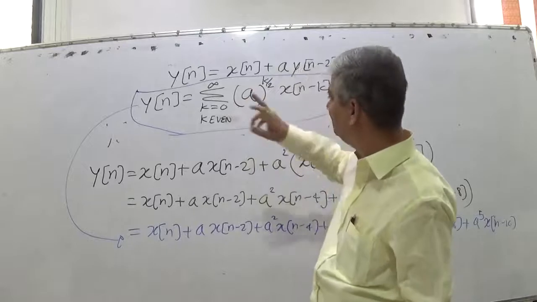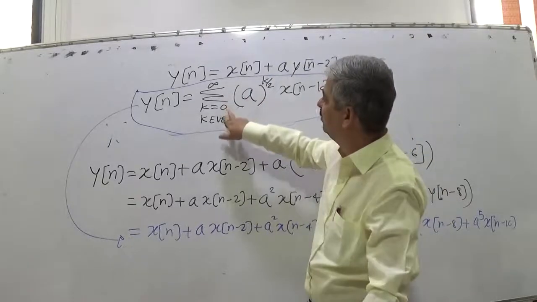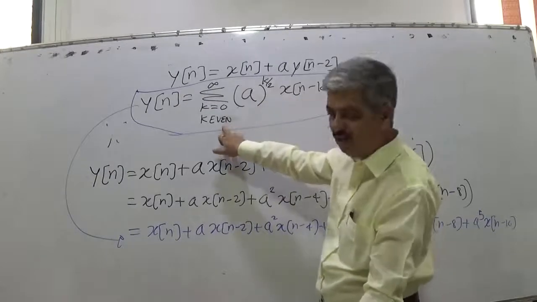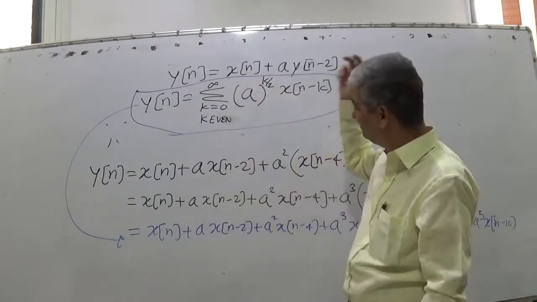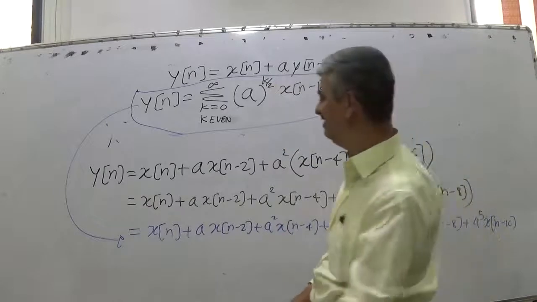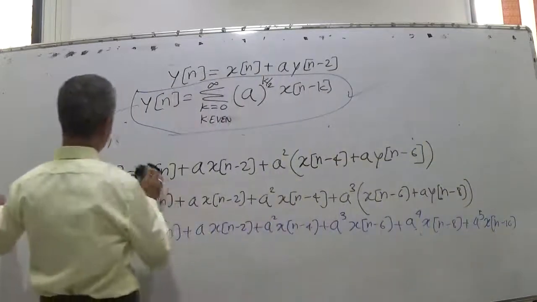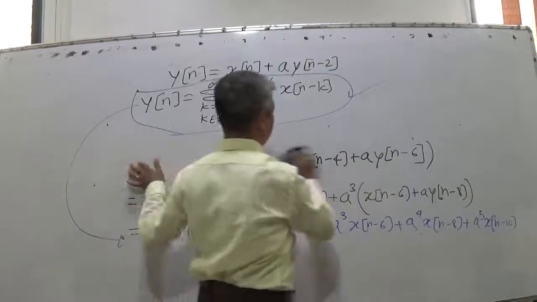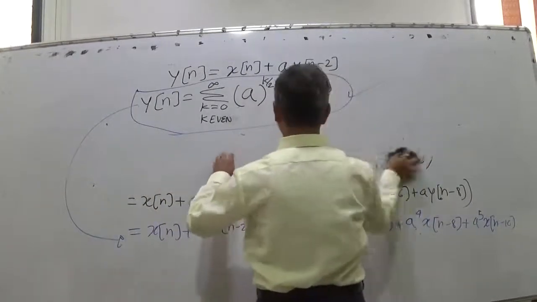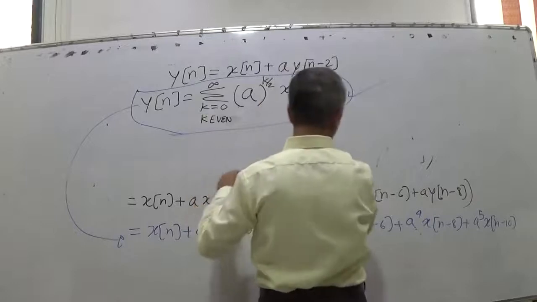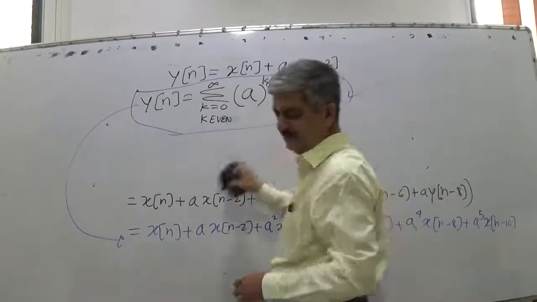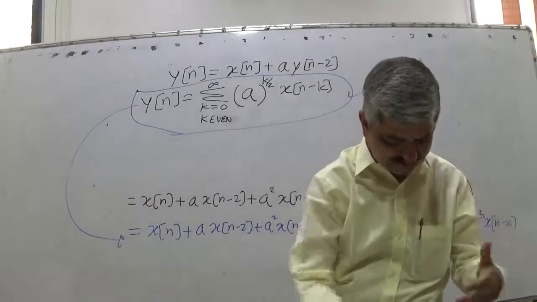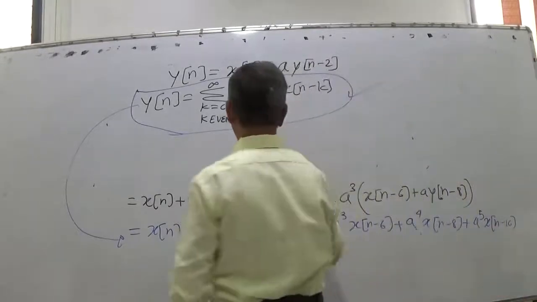But here the problem is that the summation was k equal to 0 to infinity, a to the k times x of n minus k, with a condition on k. So when we write such a condition here, it doesn't suit the purpose. Can we make it a generic expression which is true for every k? What we can do is use a simple expression using minus 1 raised to n or minus 1 raised to k.